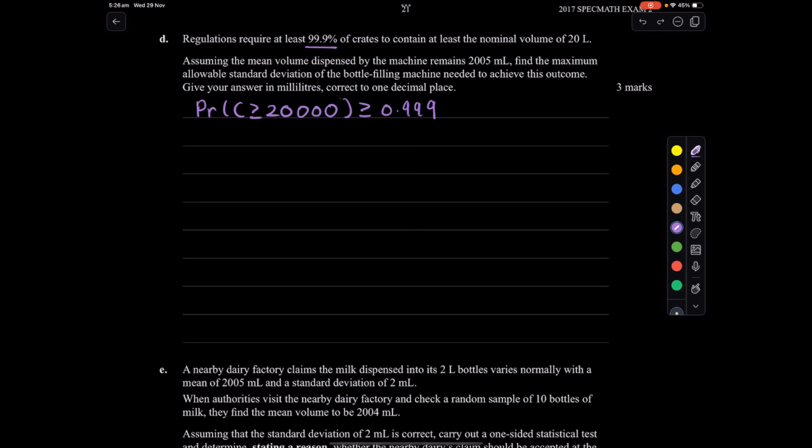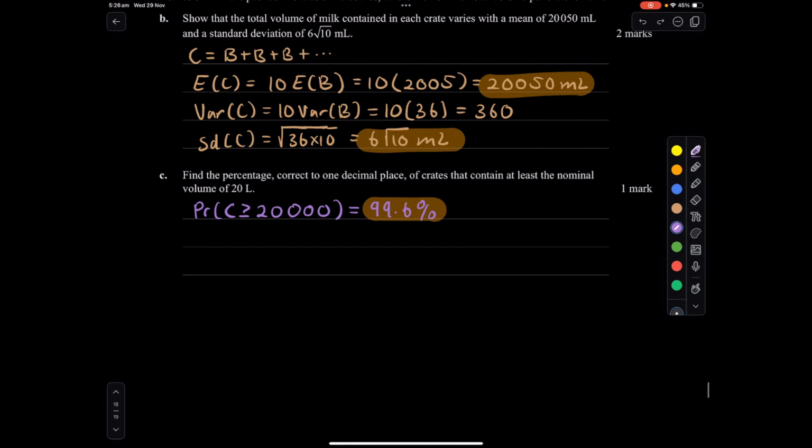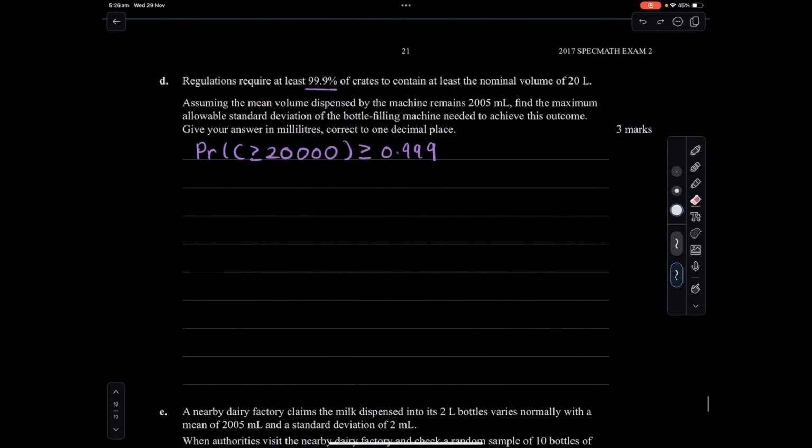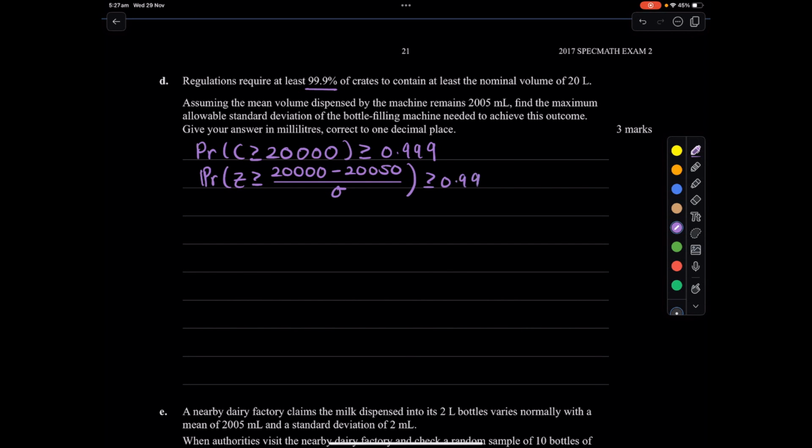Okay, so if the machine mean remains 2005, it means that each crate still has this much here. So imagine changing this to the probability of Z, the standard normal distribution. So it'll be 20,000 minus 20,050 over our new standard deviation, which we don't know. But this is the standard deviation of the crates, and remember, we want the bottle. So we'll keep that crate one here. So this must be greater or equal to 0.999.